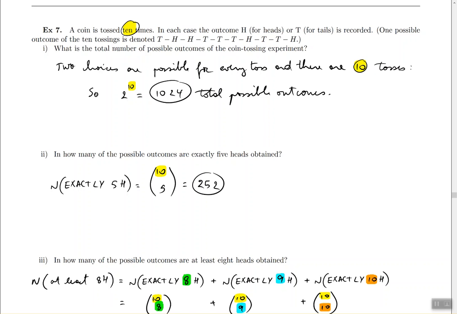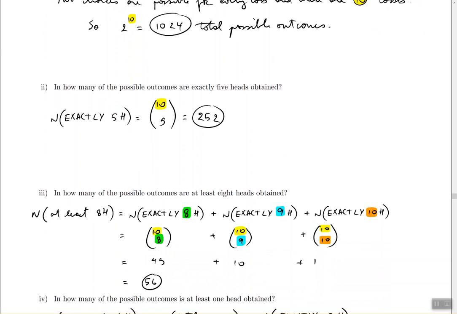Since you can have either heads or tails for each outcome, and there's 10 of them, the answer is going to be 2 times 2 times 2, 10 times, which is 2 to the power of 10, so that's why I'm getting 1024. By the way, this is something I already worked on. Same thing with parts 2 and 3.